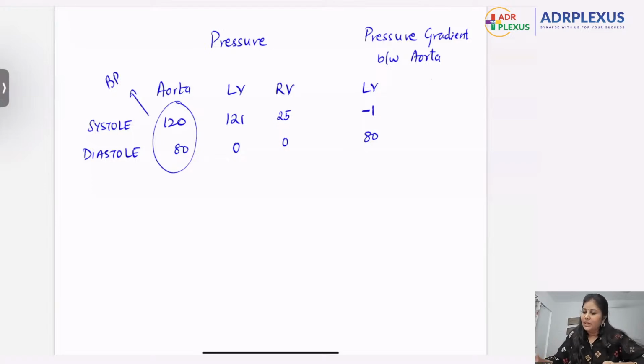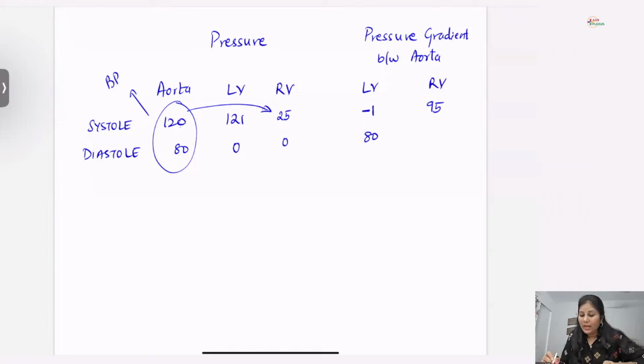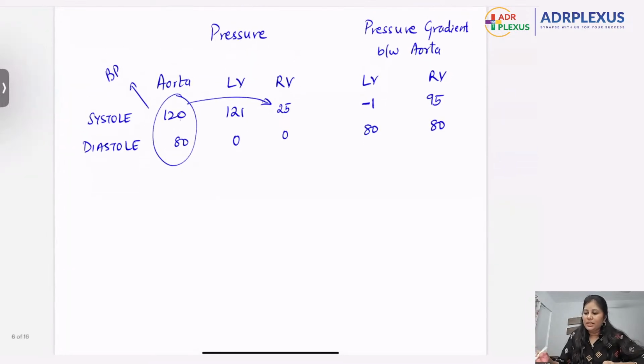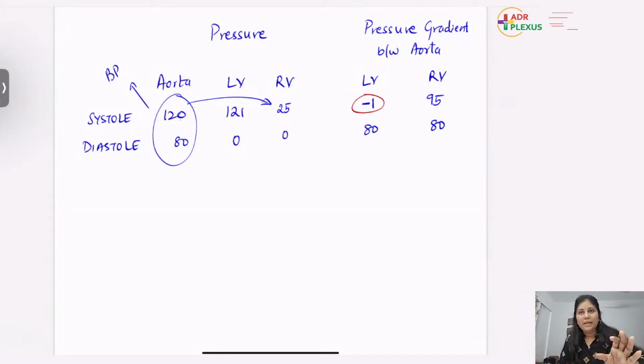Right? In the right ventricle, what happens? What is the pressure gradient during systole? 120 minus 25, it is almost 95. Okay. And during diastole, what is the pressure gradient? Again, it is 80. Now you see the pressure difference between the aorta and the left ventricle is almost -1. That means no blood supply will happen to the left ventricle during systole.